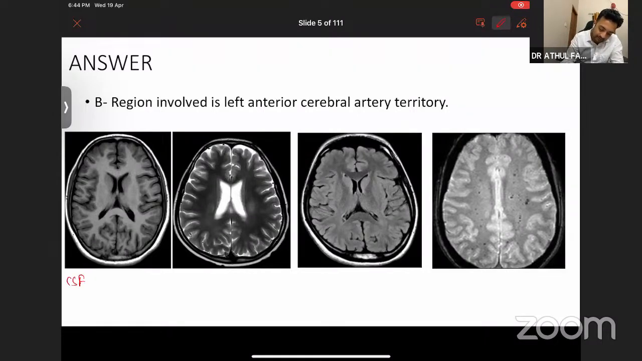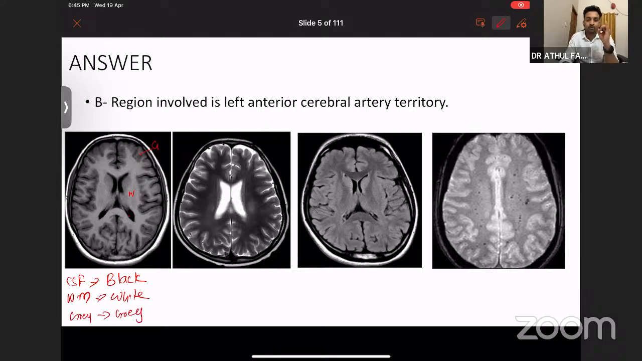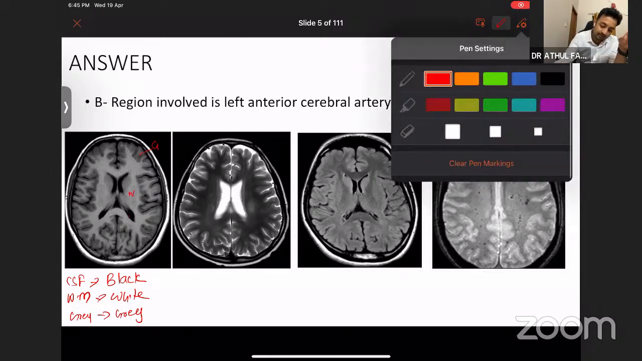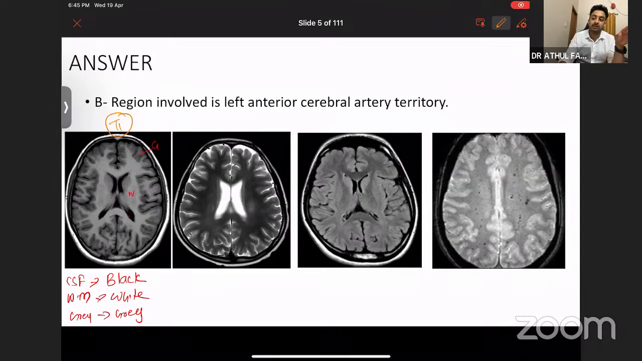First we will see the CSF. The CSF is appearing black. Then you have to see the white matter. I told you, the brain is just like a cut open coconut. Inside we have water, then white matter, and then gray matter. So this is the white matter. Here the white matter is appearing white, and gray matter is appearing gray. So when the fluid is black, white matter is white, and gray matter is gray, then the sequence is T1. So this is a T1 weighted image. So this is how you will find the sequences. Just look at three things. Okay.